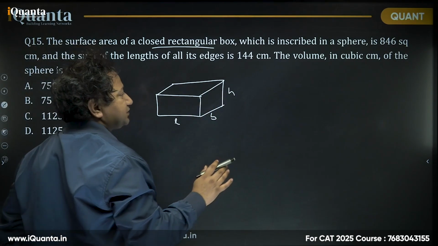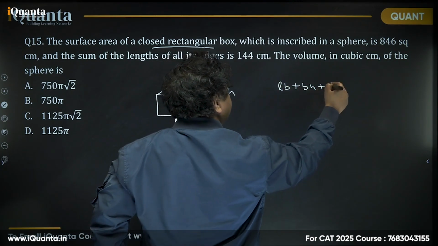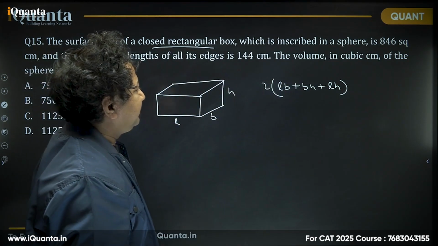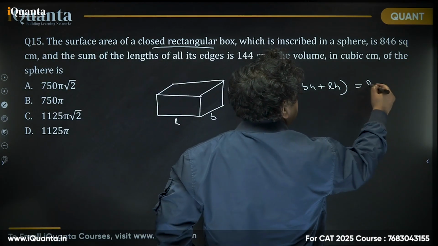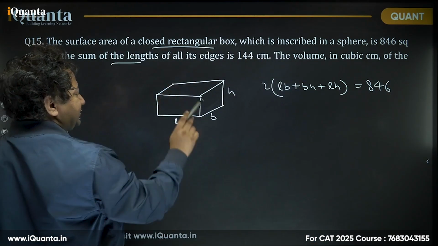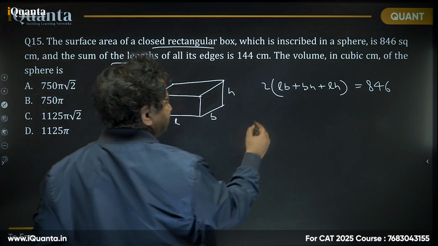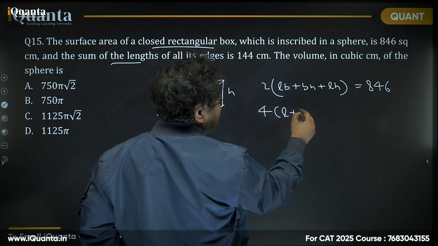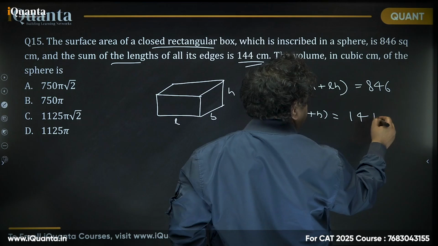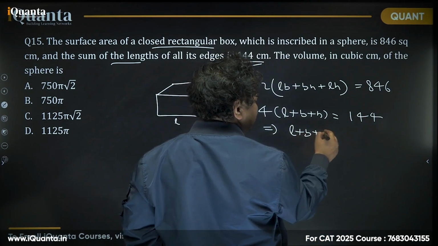The surface area means 2 times LB plus BH plus LH, because we have 2 surfaces each, right? So this is given as 846 square centimeters. And the sum of the lengths of all its edges. We have 4 lengths, 4 breadths, and 4 heights, isn't it? So that means 4 times L plus B plus H is given as 144. Perfect. Now if I divide this by 4, I'll get L plus B plus H as 36.